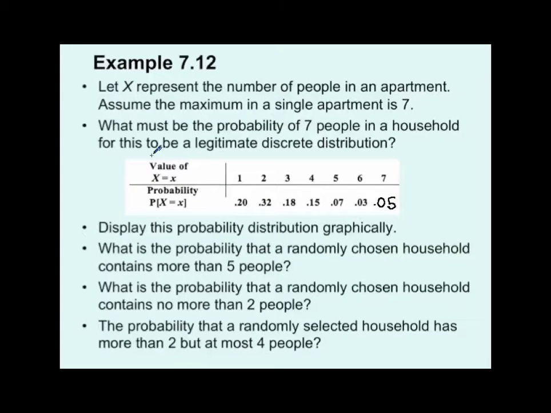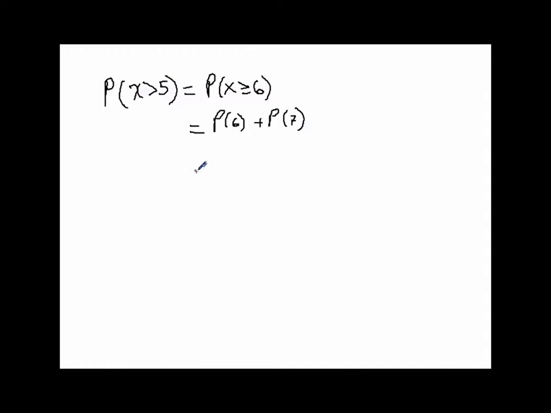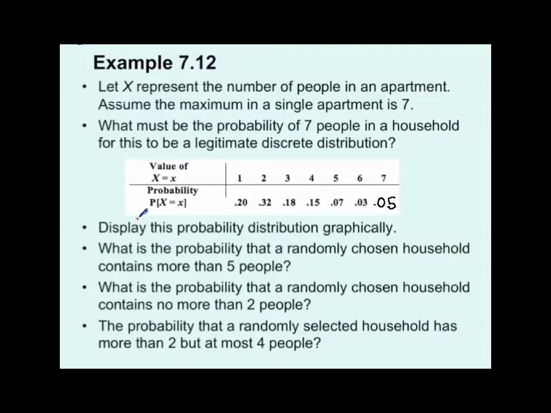Let's go back and get those numbers from the table. So that looks like it's about 8% of the time, or 0.08, that that's going to happen. Because this was 0.03, that was 0.05, add them together and you get 0.08. Okay? All right, let's go take a look at the next question.